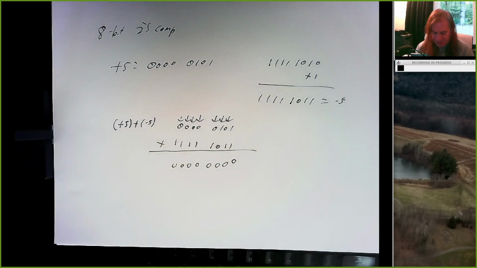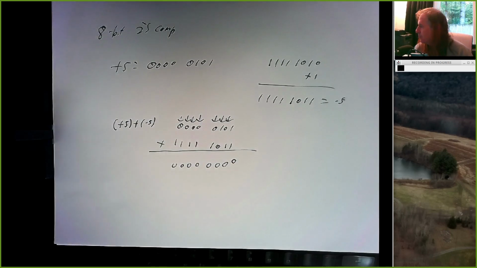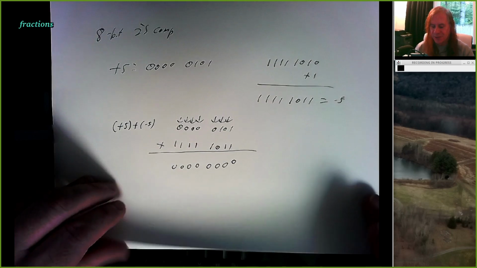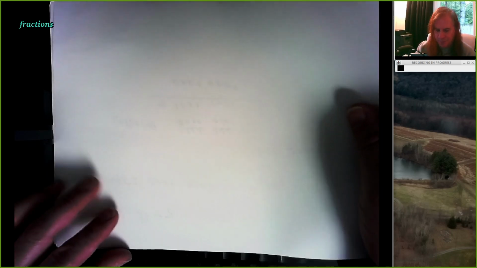All right, so let me talk about fractions, or decimal numbers, actually. So we know that we can use binary notation to represent positive integers. We know we can use this thing called 2's complement to represent negative integers.